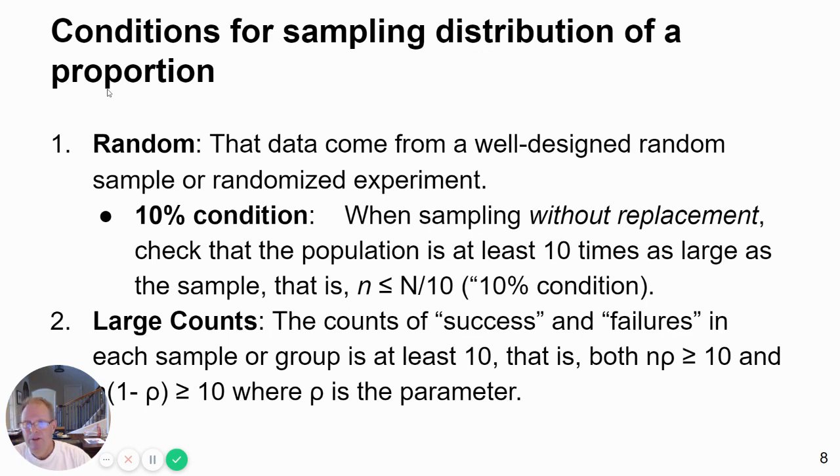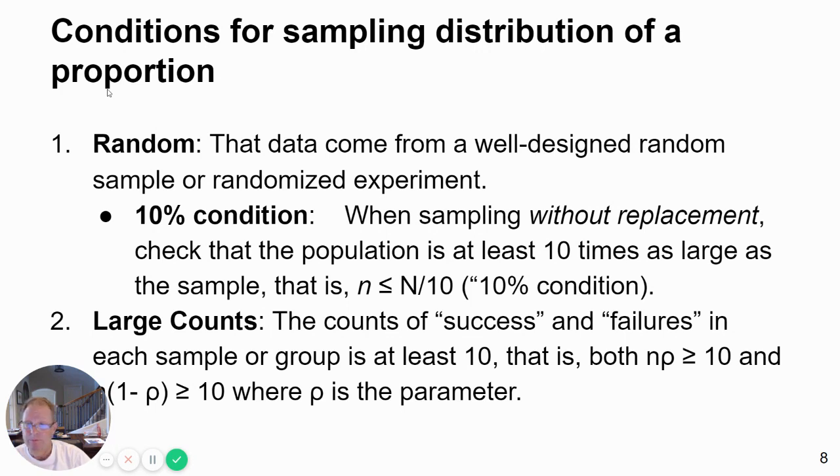We also have to check the 10% condition. When sampling without replacement, we have to check that the population is at least 10 times as large as the sample. In symbols, we say that my small n, the sample size, is less than my capital N, the population size, divided by 10. That's the 10% condition.